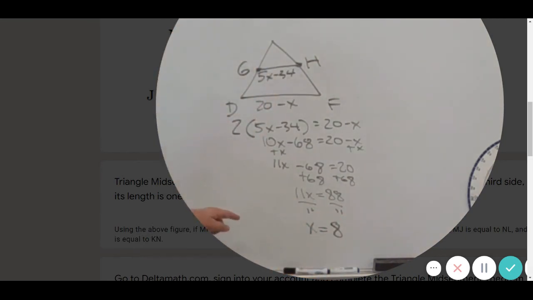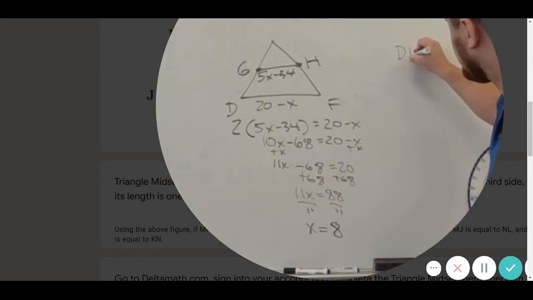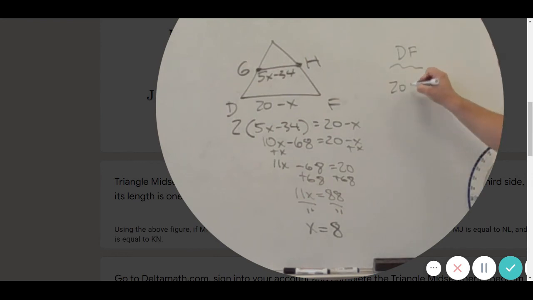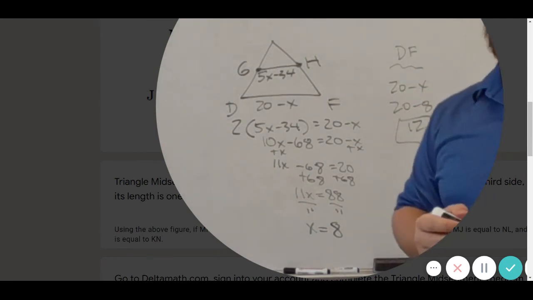So we have what x equals, but the question wanted us to find DF. So let's solve for DF. The equation for DF is 20 minus x, and we know that x is 8. So we have 20 minus 8, and we simply get 12. So that's how you use the triangle midsegment theorem.